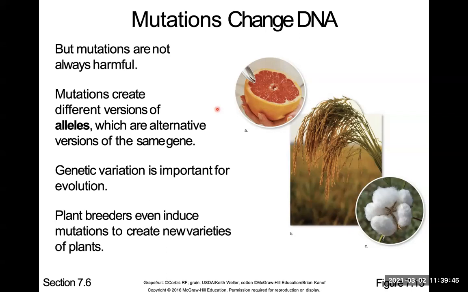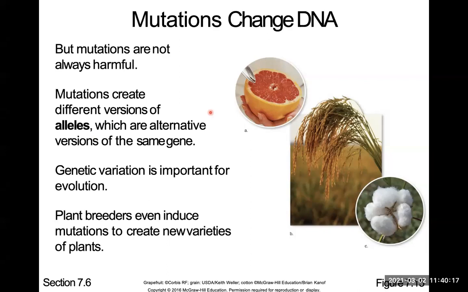Another definition I really need you guys to know, because this is going to come up again and you're going to get confused, is allele. Mutations create different versions of the same gene, and that's called an allele. So in this picture, the citrus has this reddish color flesh. Now this can be yellow. That's the same gene, just a different version. That's an allele. So I need you to know the definition of allele.